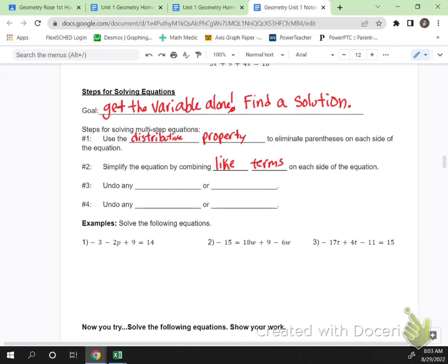Then we need to look at the equation. Before we do anything, we have to undo any addition or subtraction. Then we have to look at our variable and see, is there a fraction? Is there a number out front? Then we need to undo any multiplication or division. Those are the basics of the solving steps here.